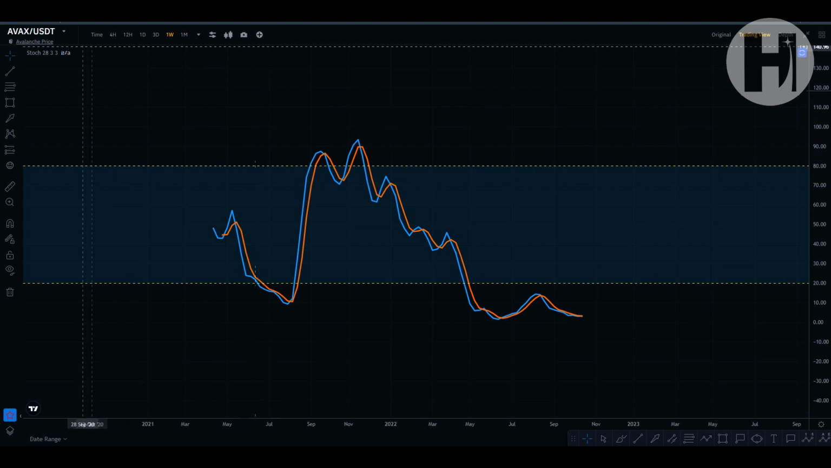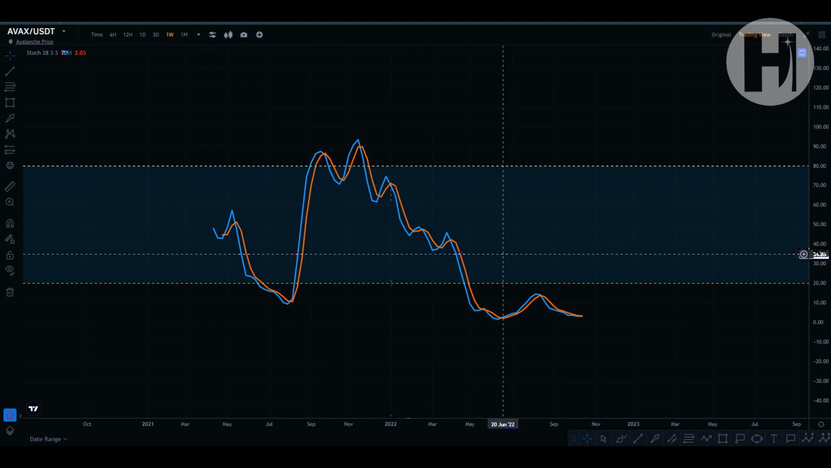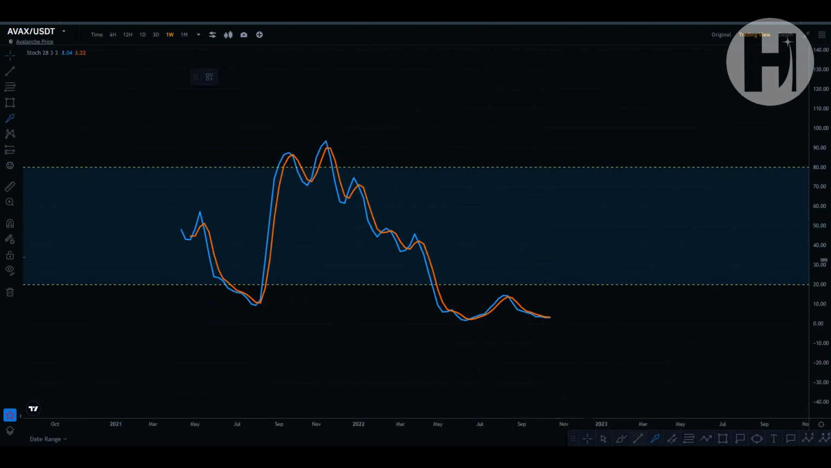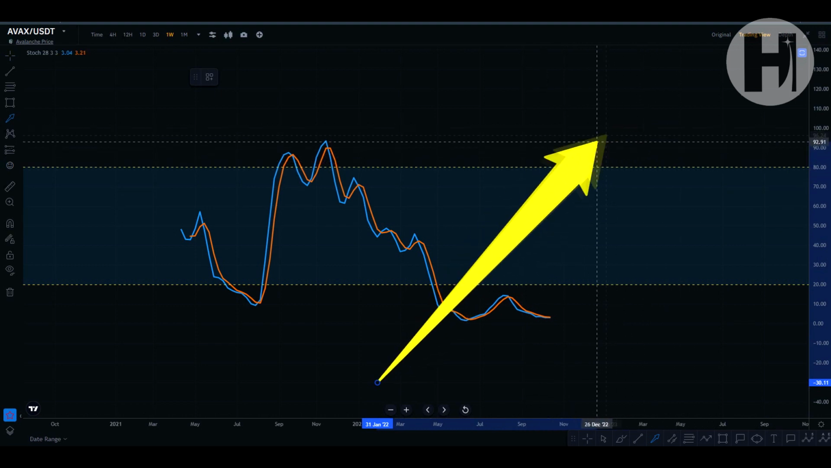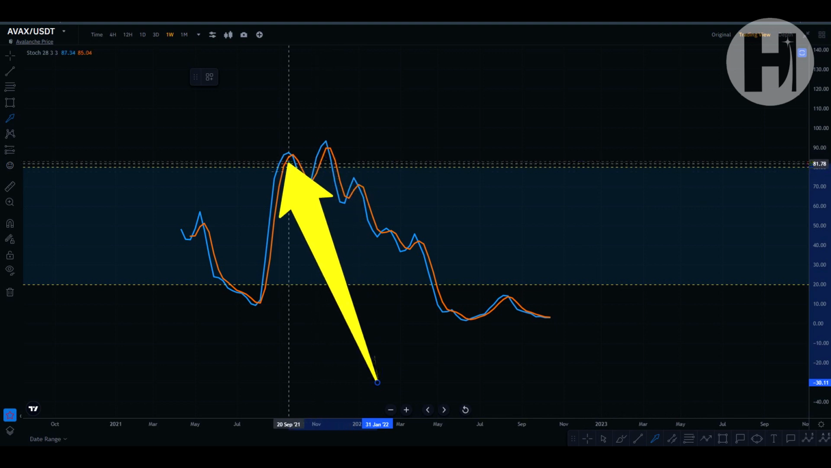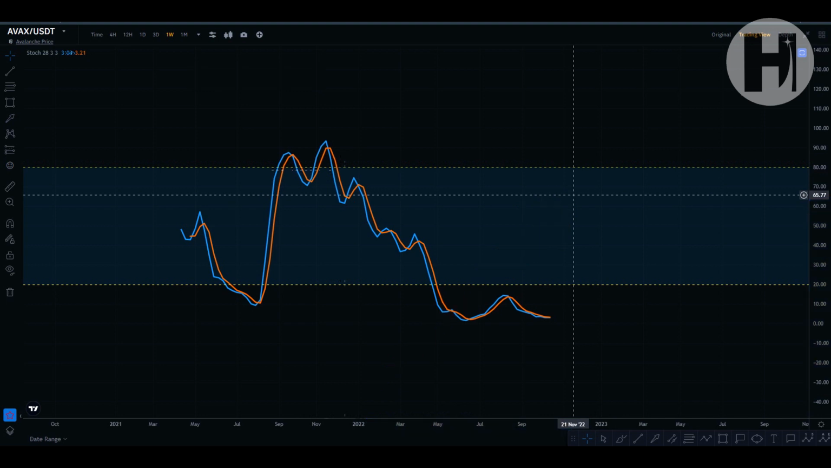And the settings that I have for my stochastic are as follows: 28, 33. I've done that just so we can have less false signals. So this is not the stock RSI. This is simply the stochastic or the stock. And moving forward in the next year and a half or 2 years, once you're back up here, that is when you want to start taking profits, because you were up here in November and in September, and those were good take profit opportunities for Avax.